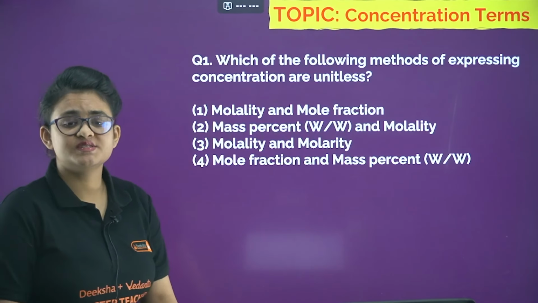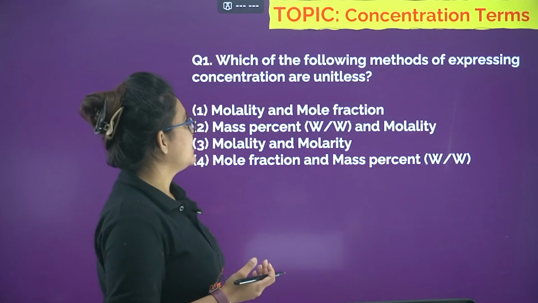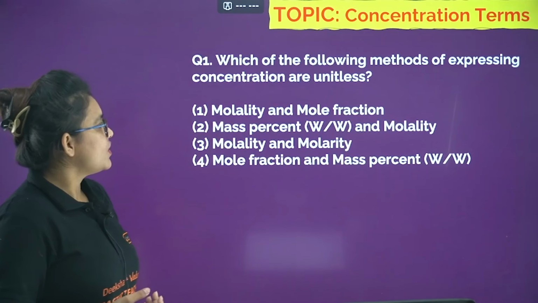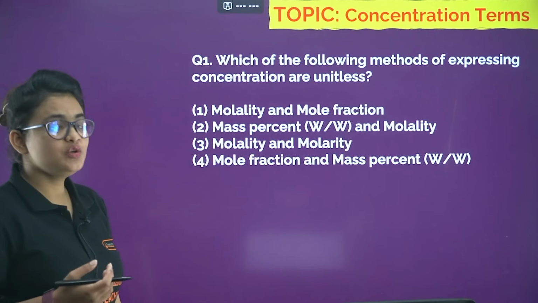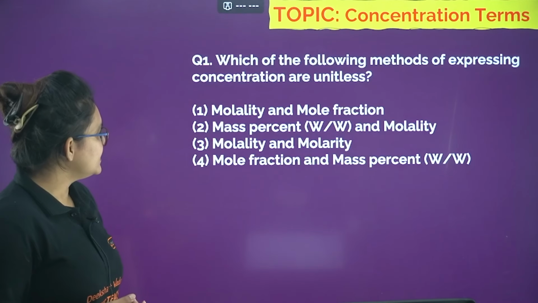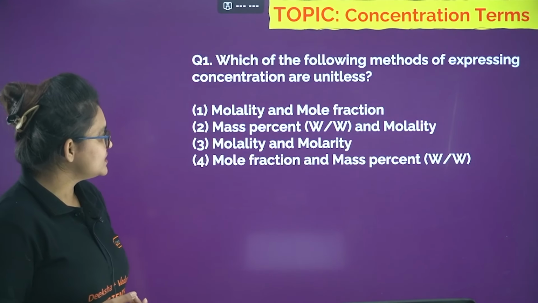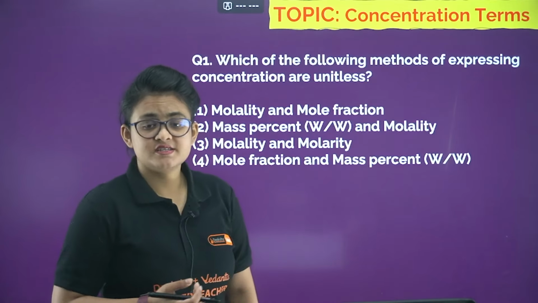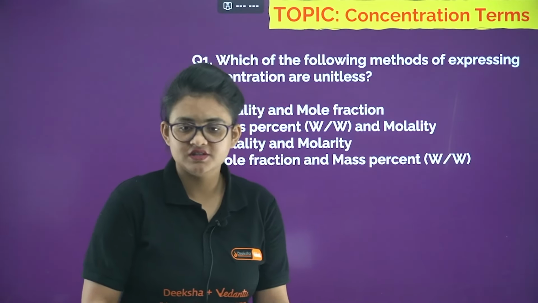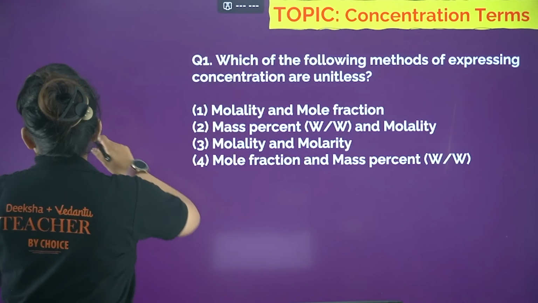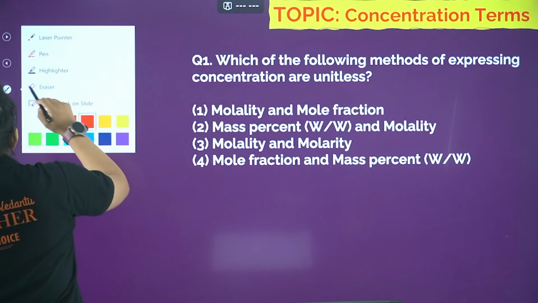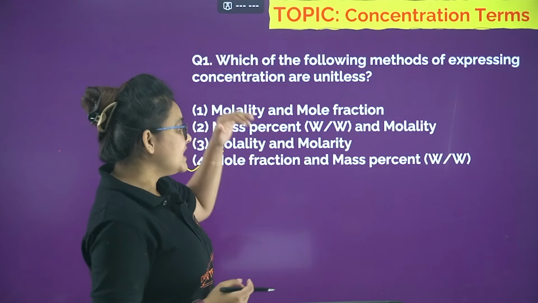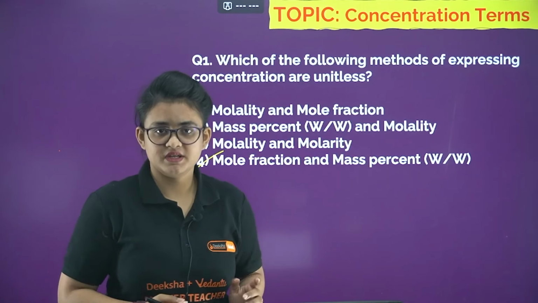So as you can see, here comes the first question. It is coming from the concentration terms. Which of the following methods of expressing concentration are unitless? The options are: molality and mole fraction, mass percentage and molality, molality and molarity, mole fraction and mass percentage. So let me tell you the answer first for this question. This is going to be the correct option. Now let me tell you why the other options are wrong and why this is the correct one, right?